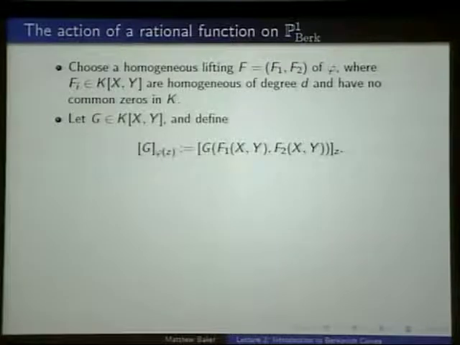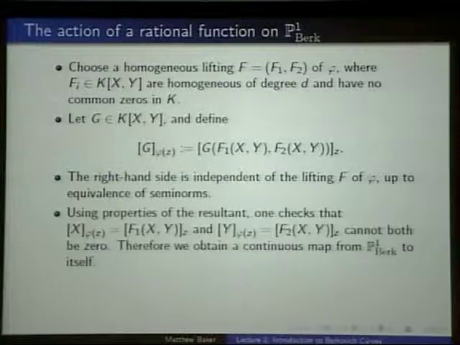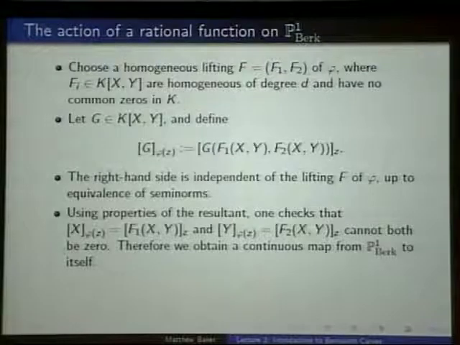And then you define the semi-norm corresponding to phi of z: you just compose with f1 and f2. The right-hand side is independent of the lifting, because it will just rescale in the appropriate way. And you can check that these can't both be 0, basically because I chose f1 and f2 to have no common zeros. If you interpret that in terms of the resultant, it's not hard to check that these aren't both 0. And so you actually get a well-defined map, which from the definitions is continuous.